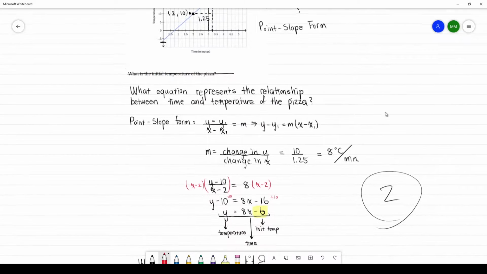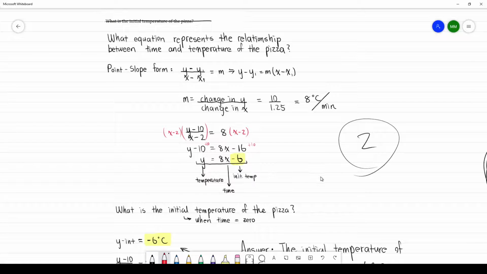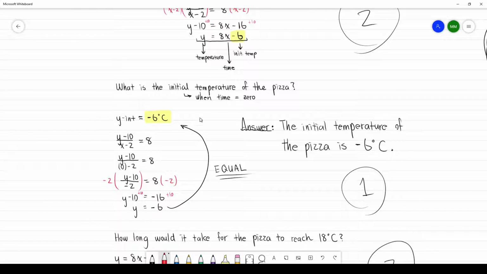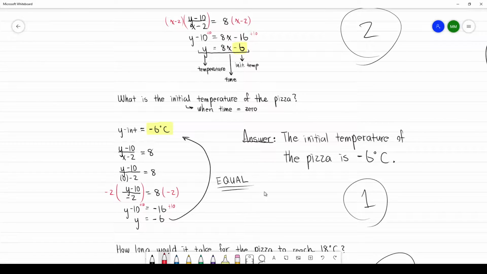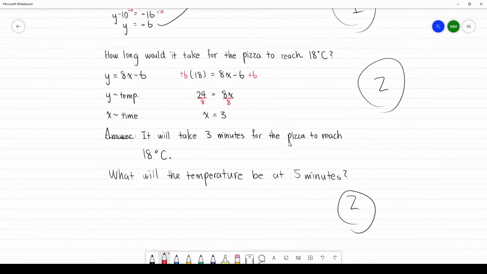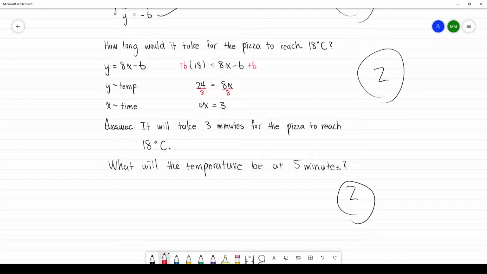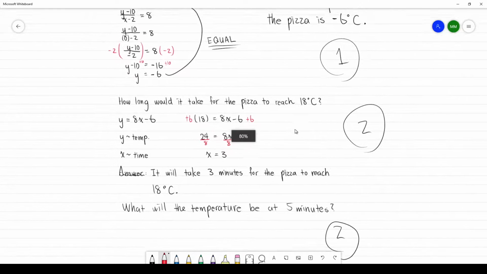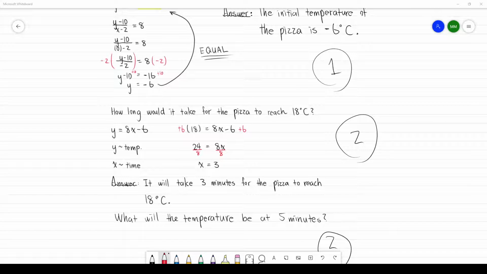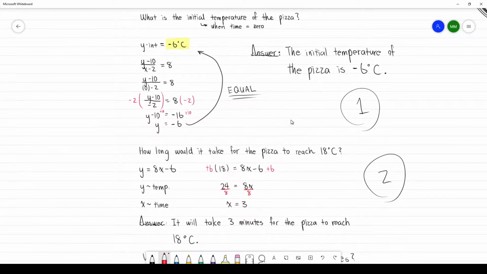So we found the equation, and for the initial temperature, we plug in the x value equal to 0, or you just look at the y-intercept, it's negative 6. And then how long will it take for the pizza to reach 18 degrees? So 3 minutes. So that's the first question of the homework. If I gave back the homework feedback, and if you got the second question wrong, then try it again using what I talked about here today.